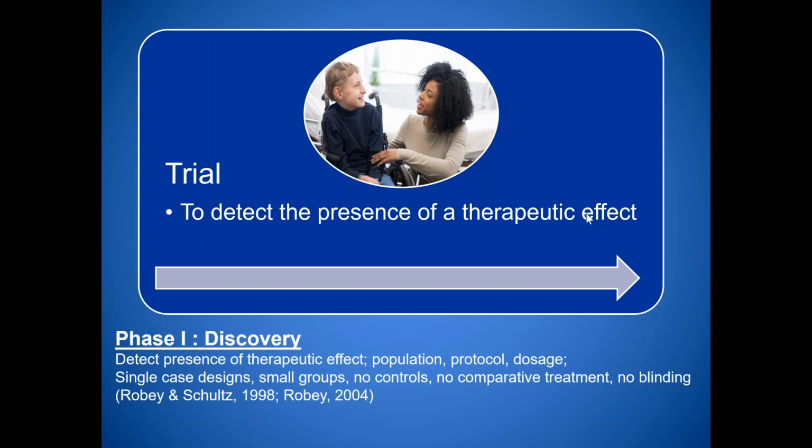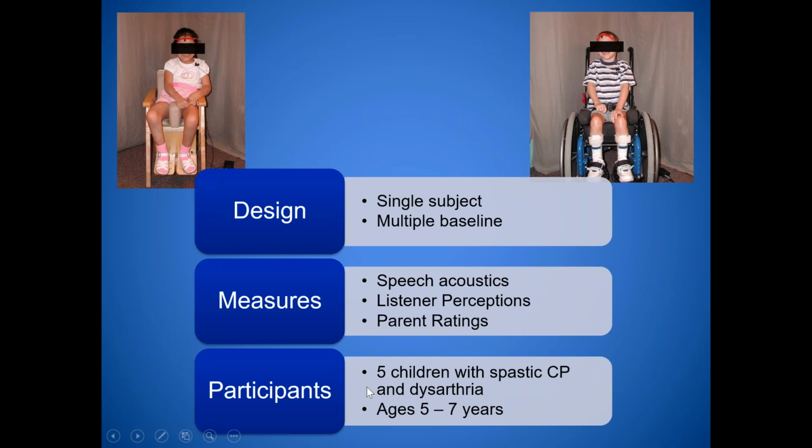And that's certainly what we embarked upon in this phase of trying to detect the presence of a therapeutic effect, going beyond just our single case study that we presented. So what we did was a single subject, multiple baseline design. Our measures were speech acoustics, listener perceptions, and parent ratings. And we included 5 children with a predominantly spastic type cerebral palsy and dysarthria, ages 5 to 7 years.